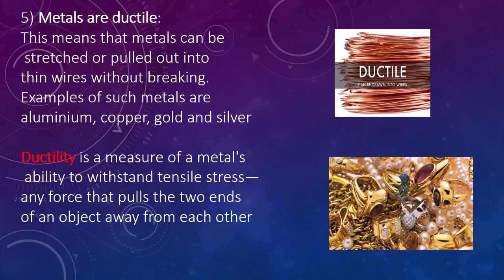So when you look into your picture, the gold items there, yes, they have a property of ductility. And then you look at the first image, the cable, they are ductile. Why? Because they can be stretched without breaking. So aluminium, copper, gold, and silver have properties of ductility.